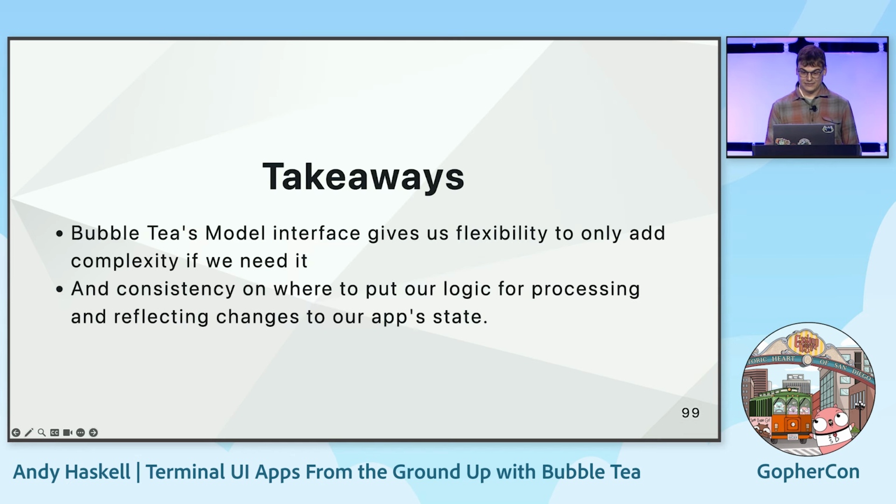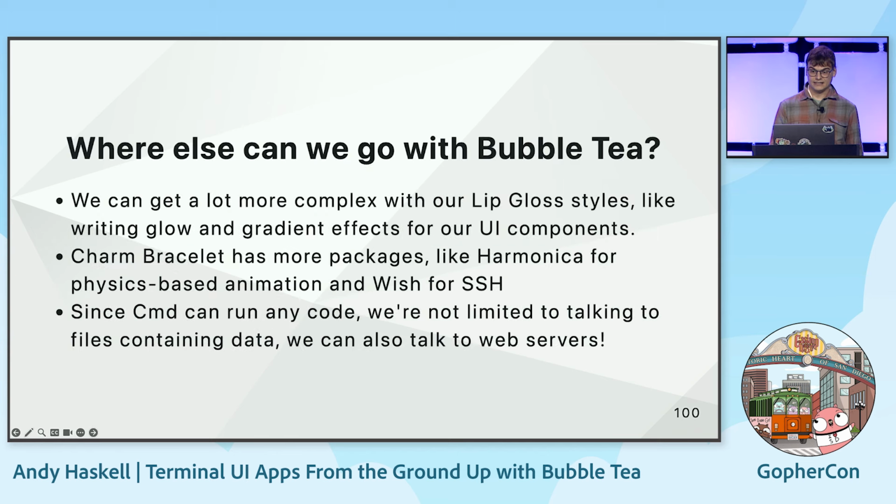So if there's any main thing to take away from this talk, it's how to implement a UI within the Elm architecture, how Bubble Tea's model interface gives us flexibility with only adding the complexity that we need for our app's model, view, and update logic. And also from that architecture, we get consistency on where the logic goes for processing and reflecting changes to our app state.